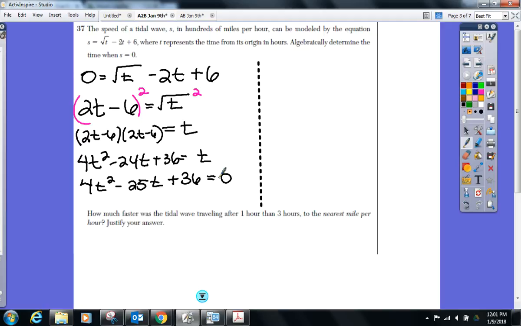Period 3, what's the word? Not anonymous. What's the word I'm looking for? Unanimous. Thank you, Madeline. Anonymous. That's why I'm in the math department.